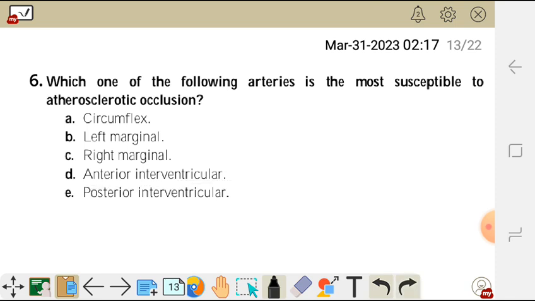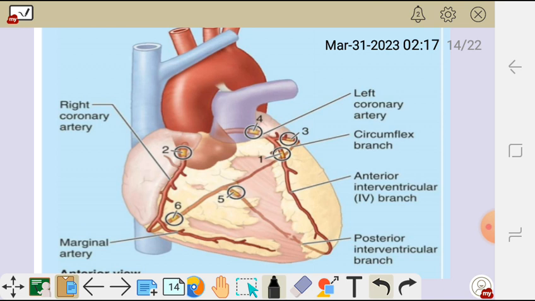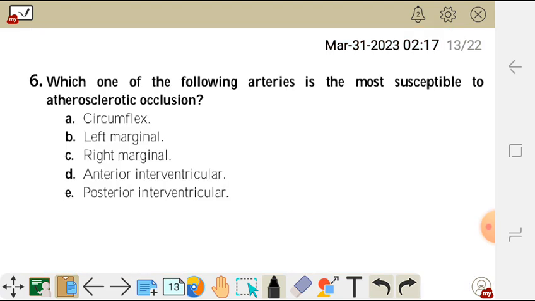So the correct answer for question 6 is D. The anterior interventricular artery is the one which is susceptible to occlusion. This artery here, which is the anterior interventricular branch of the left coronary artery, is the most susceptible one. So the correct answer is D.